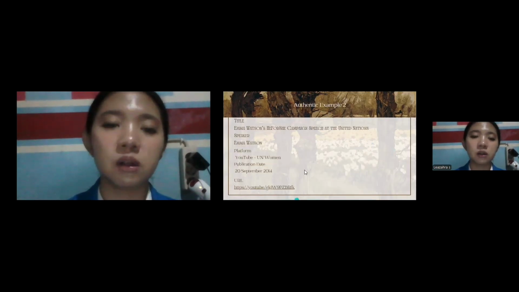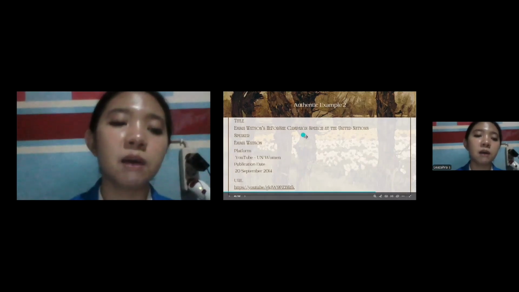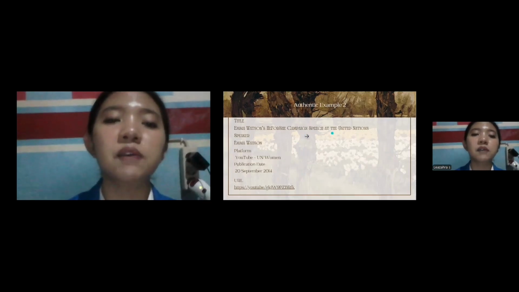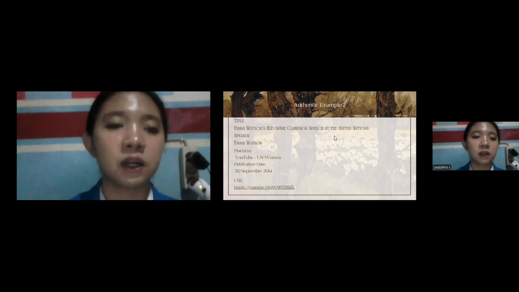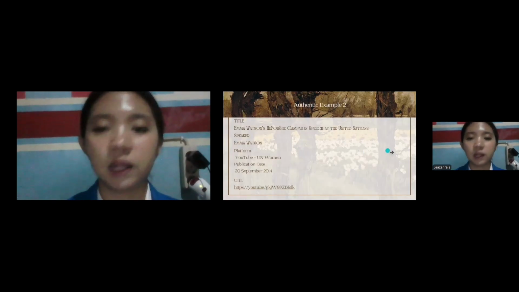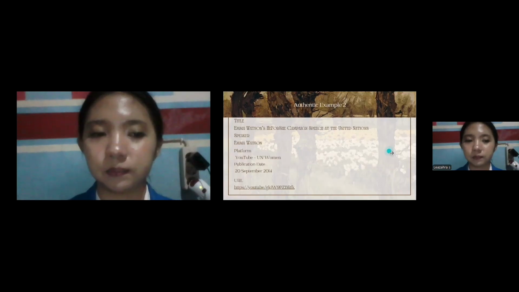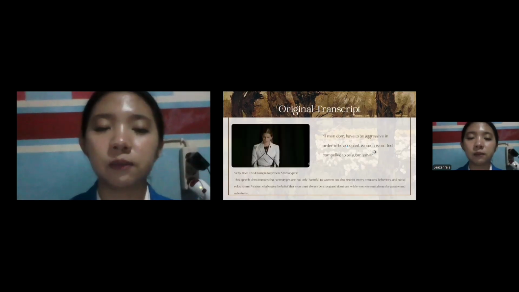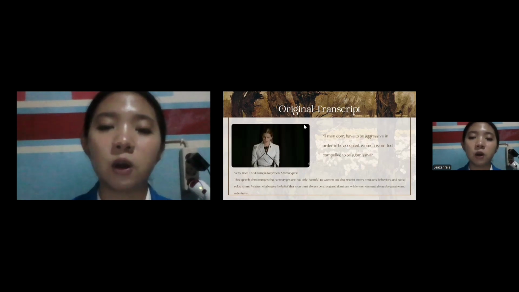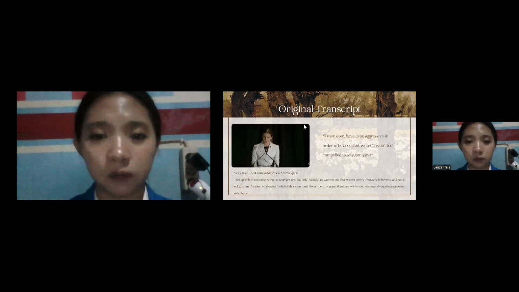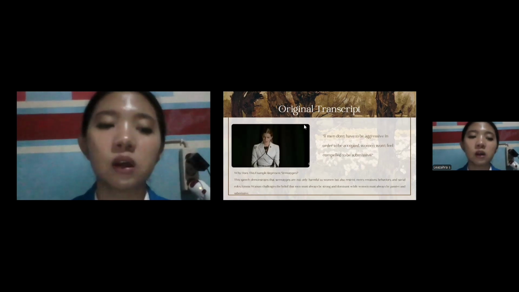Authentic example number 2, with the title "Emma Watson, her HeForShe campaign speech at the United Nations." The speaker is Emma Watson, and the platform is YouTube, UN Women. Original transcript from Emma. Emma says that if women don't have to be aggressive in order to be accepted, women won't feel compelled to be submissive.